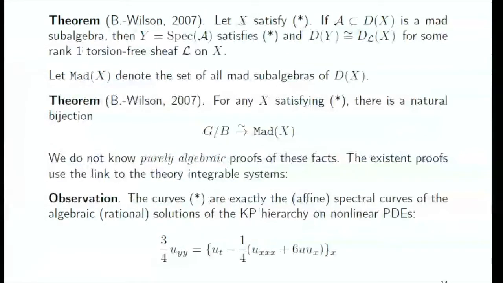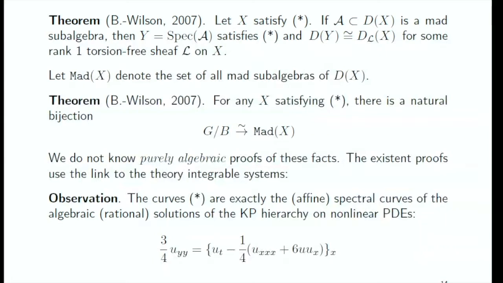Okay, so answering your question. Let's take this curve X, which satisfies star. Then it contains some MAD subalgebra, let's say A, or take any MAD subalgebra, consider the corresponding curve, which is Spec A. Then Y again satisfies star, but the ring of differential operators on Y is not actually isomorphic to differential operators on X in general. But the claim is that there exists on X a rank 1 torsion-free sheaf L, such that if I twist DX by that L, then we do have this isomorphism.